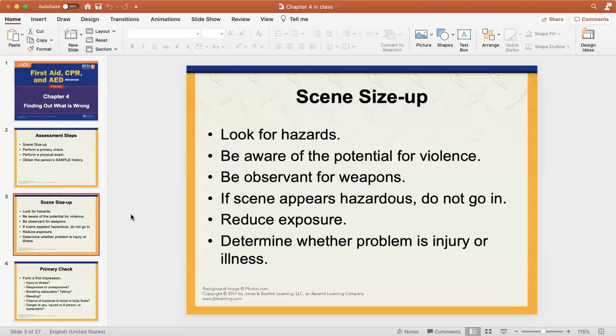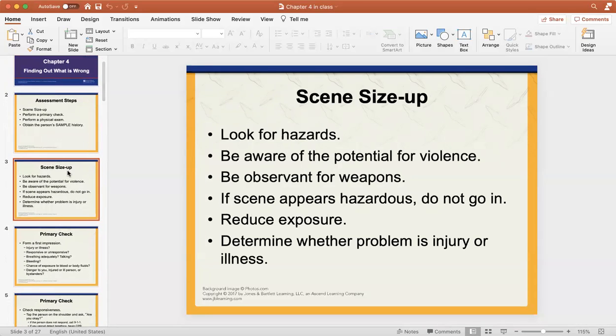If we're looking back at sizing up the scene, remember we are looking to see if there are hazards, and we want to be aware of the potential for violence and observant for weapons. If the scene is hazardous to us as the first responder, we do not want to go in. We want to reduce our exposures to harmful things, and it also helps determine whether the problem is an injury or an illness to the person.